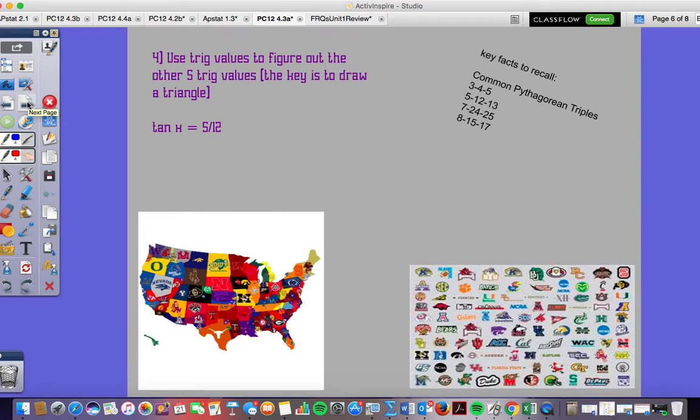This is the last one I want to hit, and then we'll get into one thing we're going to do today. It says use trig values to figure out the other 5 trig values. So I have to set this up where x is the angle. How would I set that triangle up? If I drew this triangle, where the angle would be x or theta, what would I know based upon the fact that tangent was 5 over 12?